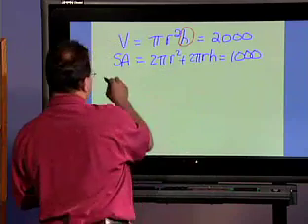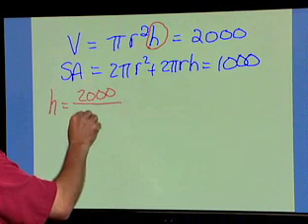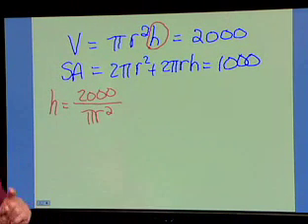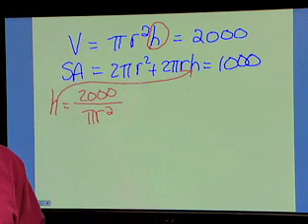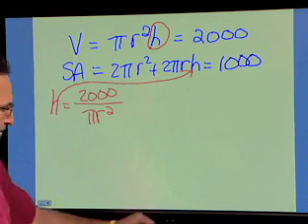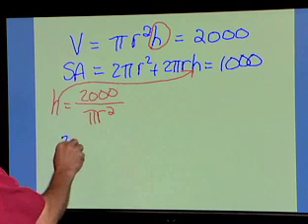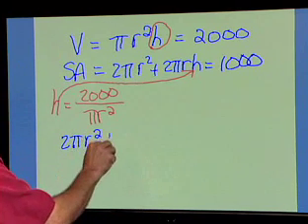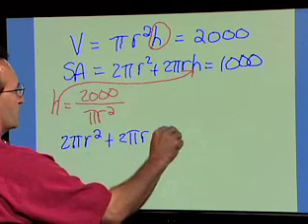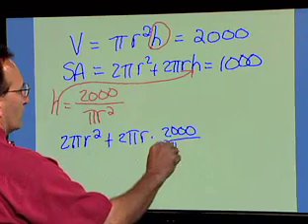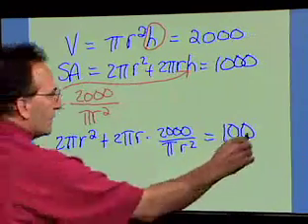And let me write that because we want to make sure. What we're going to do now is substitute that for h in our surface area equation, so that what we get is that 2 pi r squared plus 2 pi r times 2,000 over pi r squared equals 1,000.